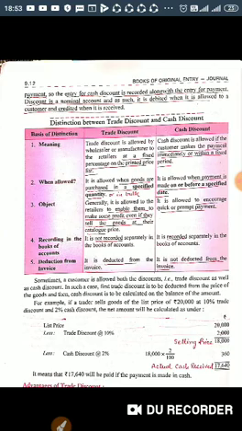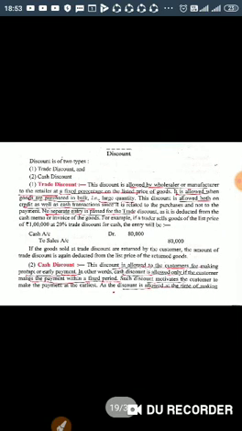Discount is a nominal account, and as such it is debited when it is allowed to the customer and credited when it is received. So the purpose of cash discount is different. When you encourage your customer to make early payment, for that you are awarding them that discount. So cash discount is allowed by the seller to his customer when they make payment in a specified time, so they get the cash discount.